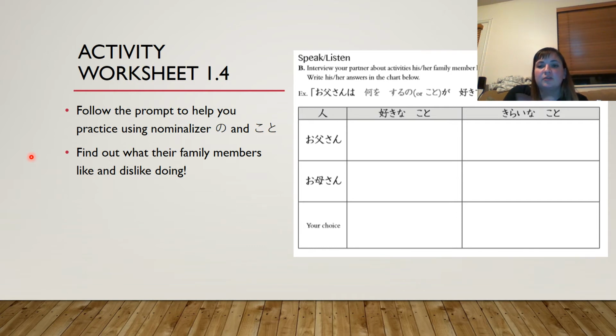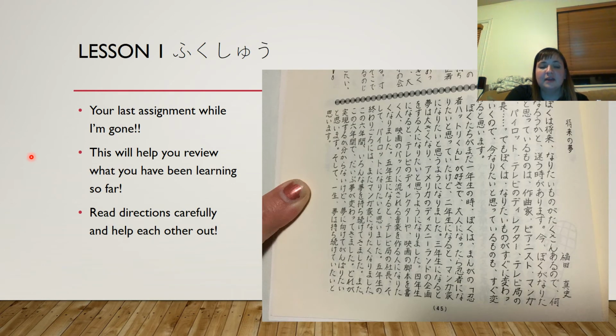Okay, so go ahead and interview your partners and find out what they like and dislike to do. Once you guys have finished this, you're going to put your names on it and turn it in the basket where you've been doing this whole time, and you get to move on to our next part of the lesson.